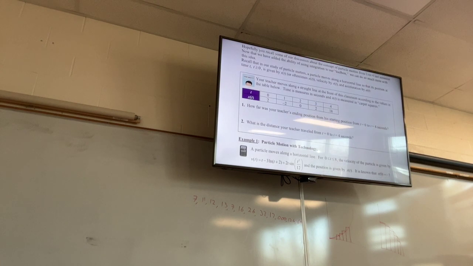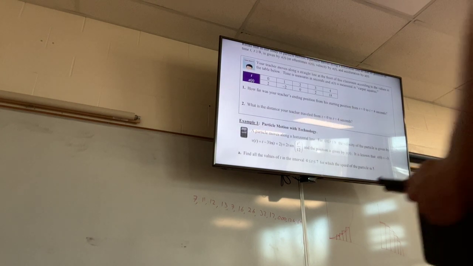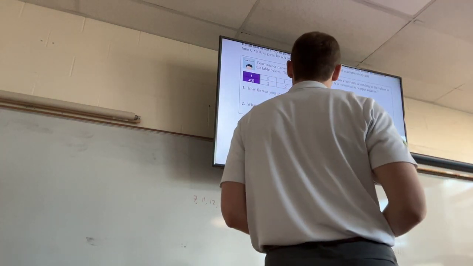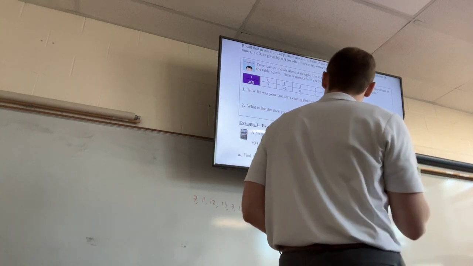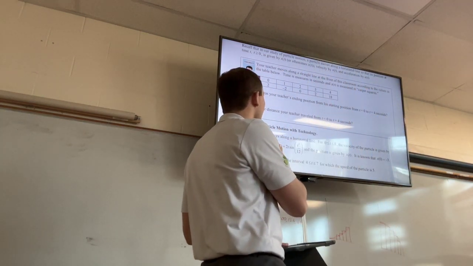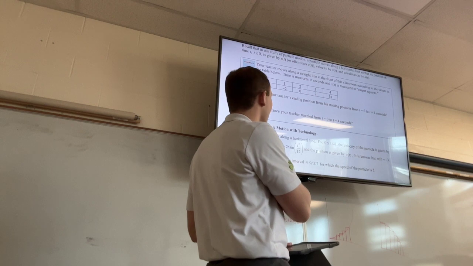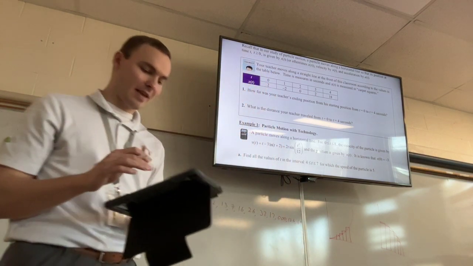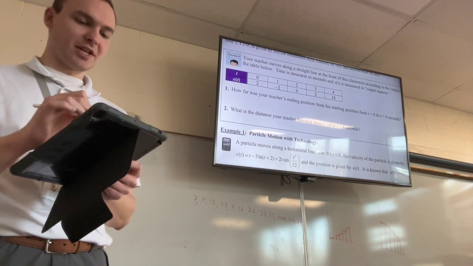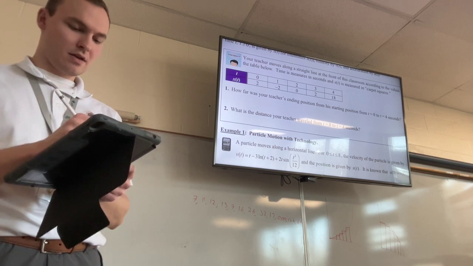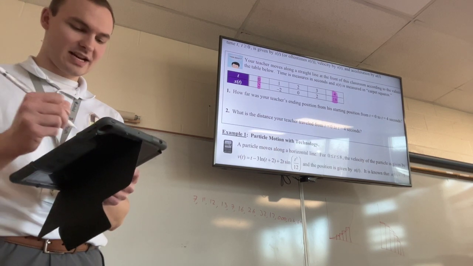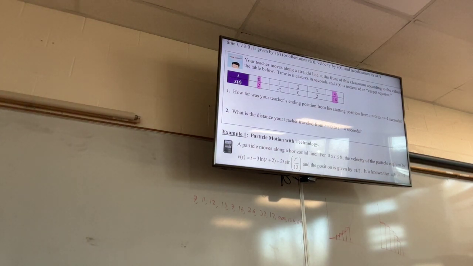Alright, so a teacher moves along a straight line. I didn't know this was only chapter 8. So how far was your teacher's ending position from his starting position? Where's the starting position? That's going to be 2. The ending is 18. So 18 minus 2 equals 16. Actually, just leave it as 18 minus 2 in case you make a mistake.